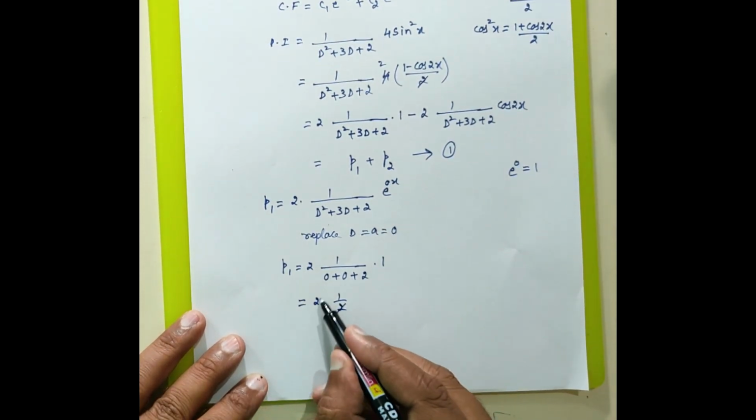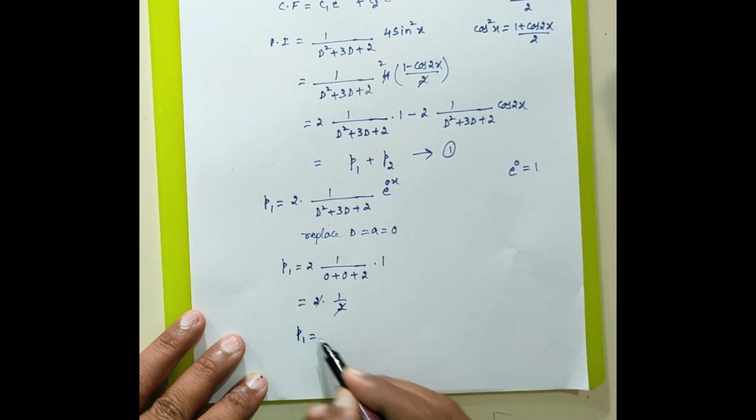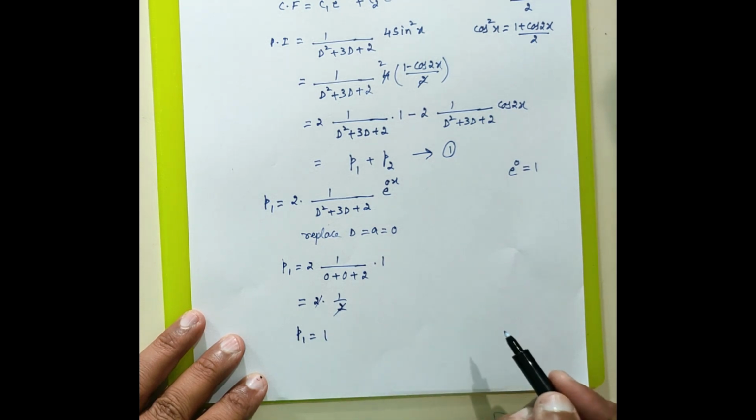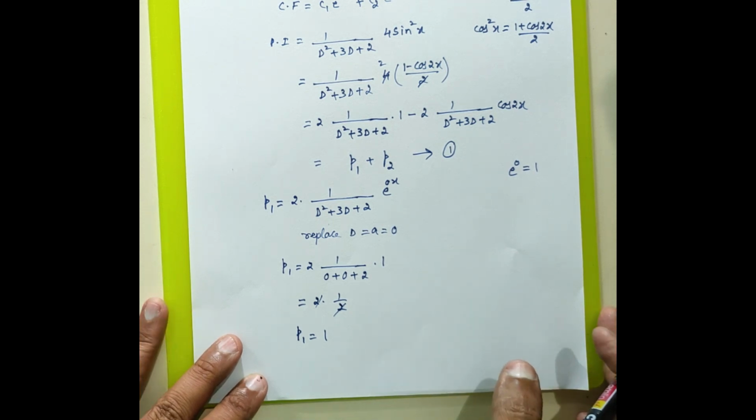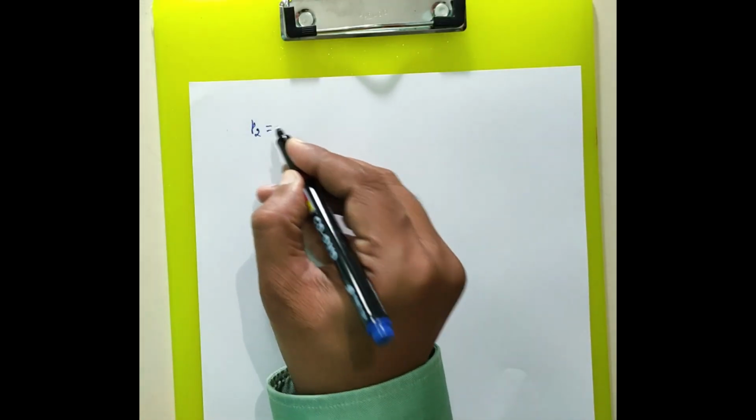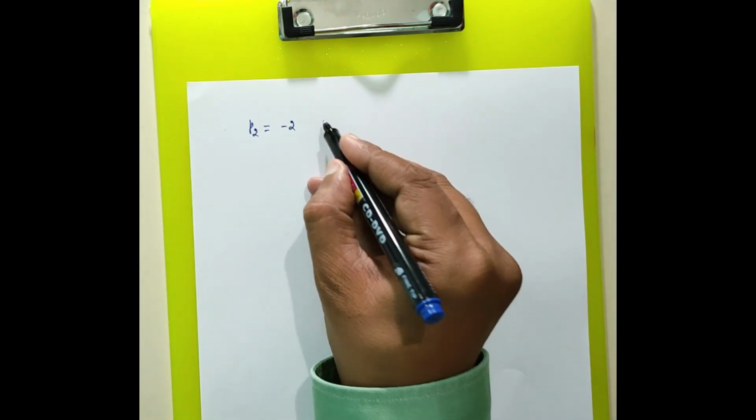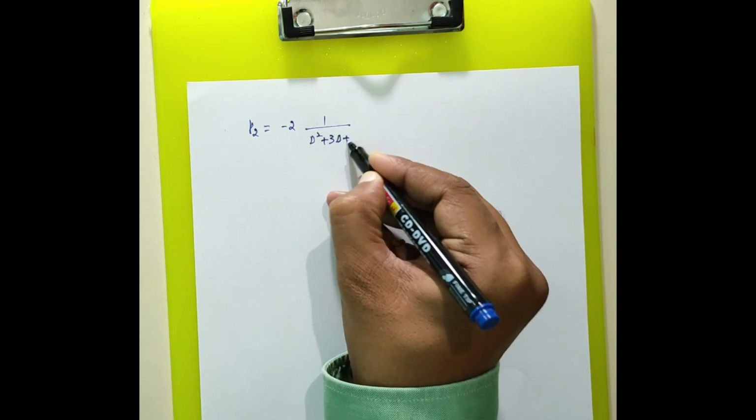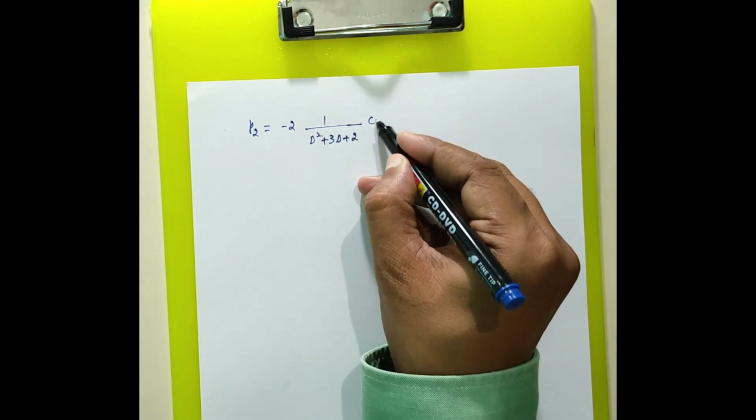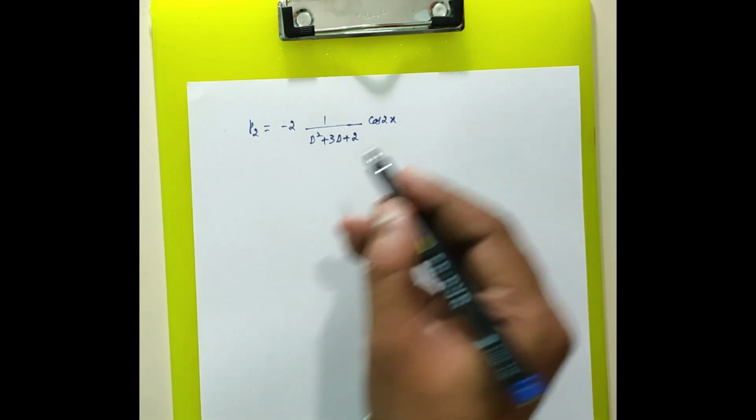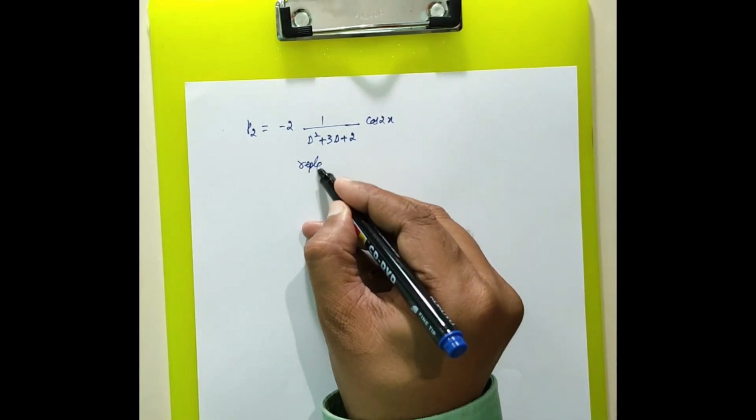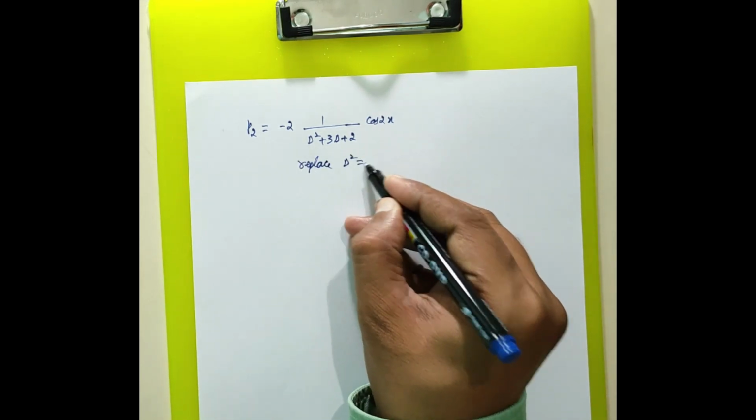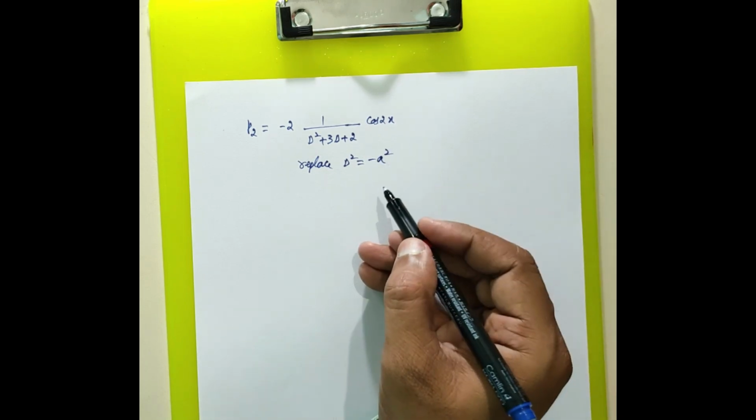So however this 2 and 2 will cancel out, you will get the first particular integral value to be 1. So P1 value we have obtained as 1. Now similarly we need to obtain the value of P2. So P2 value will be nothing but minus 2 into 1 by D square plus 3D plus 2 times of cos of 2x.